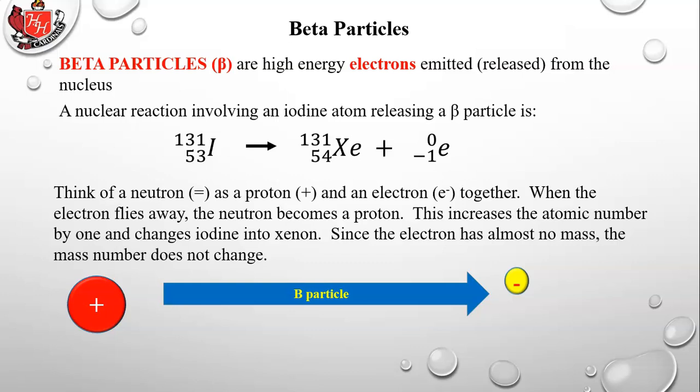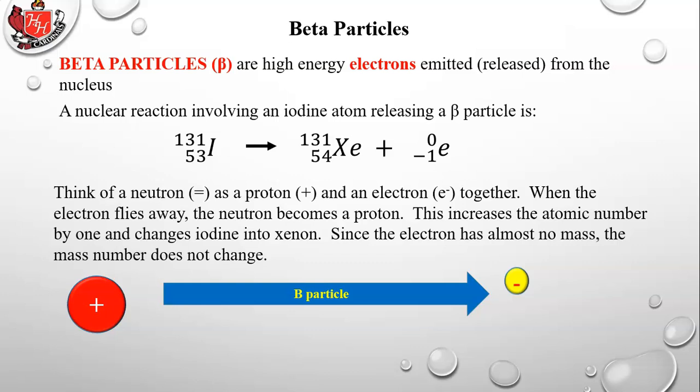It's the protons that define the element. Since the electron has almost no mass, the mass number does not change. It has such a small mass, we don't change the mass number. So look up above there. You have iodine with 53 protons and 131 protons and neutrons.